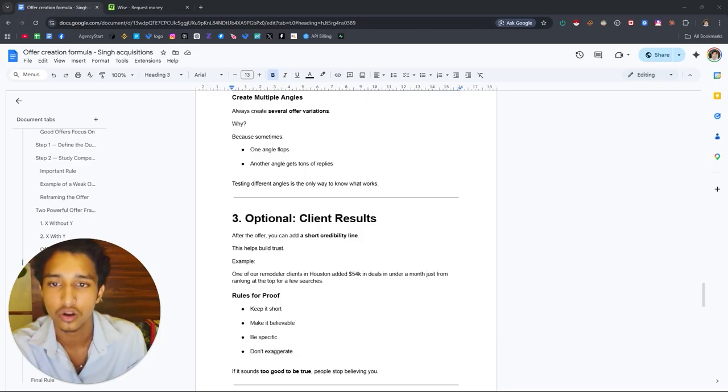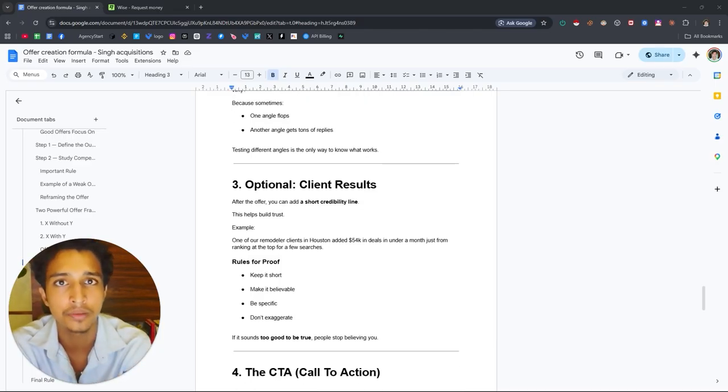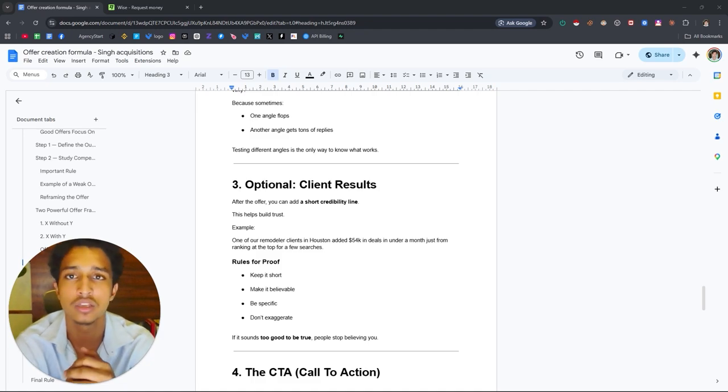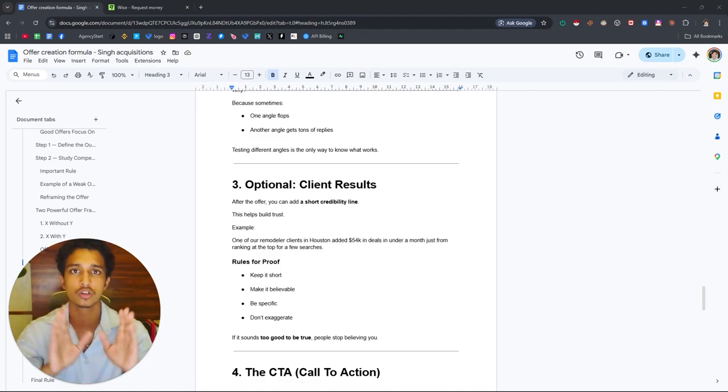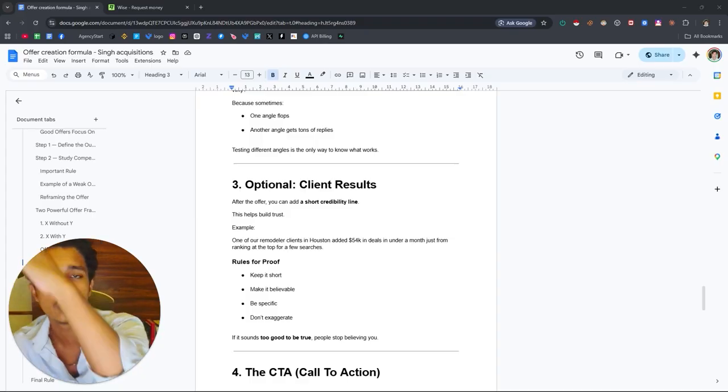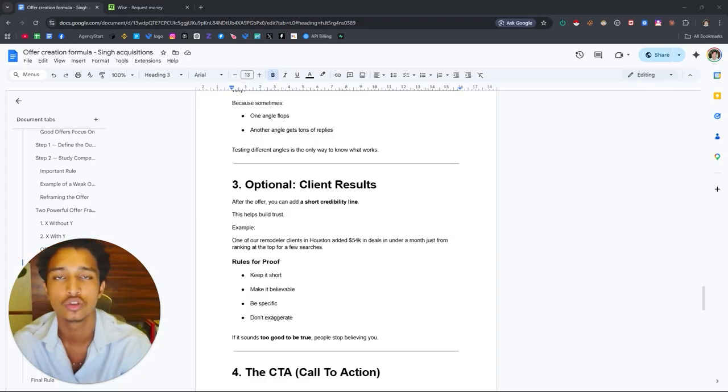Very simple. And also one more thing, always create a lot of angles of one single offer, right? Nothing is absolute. Nothing is actually going to make sure that it's 100% going to work. So what you can do is, let's just say you created an offer. Now use ChatGPT or use your brain.